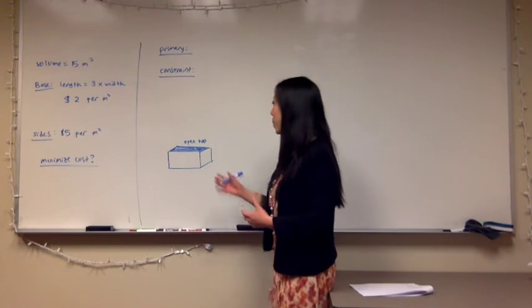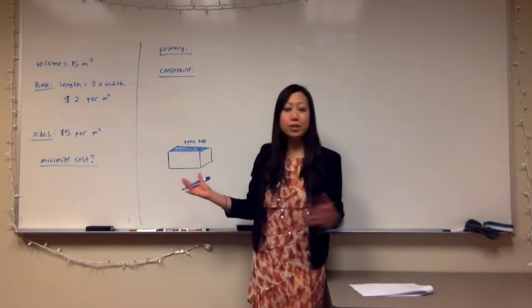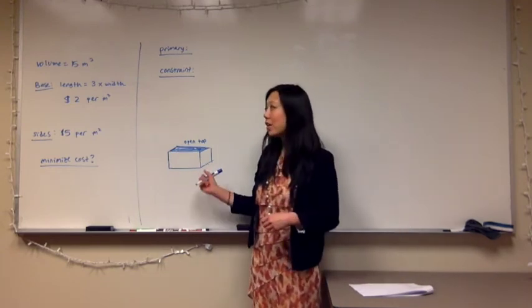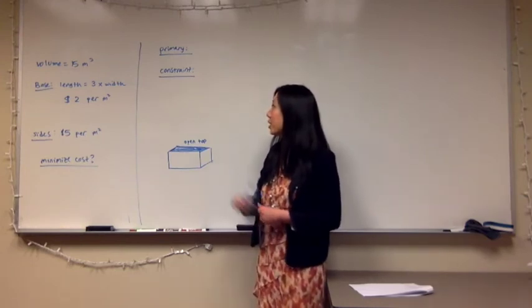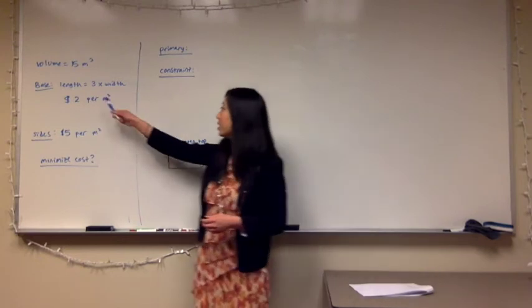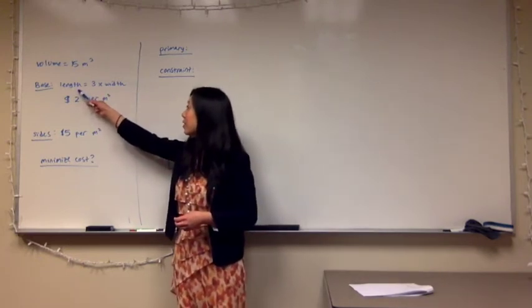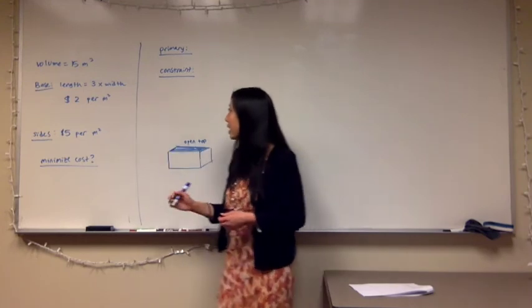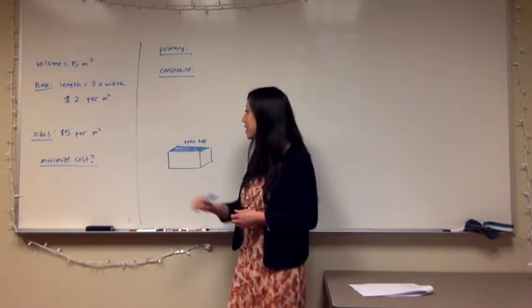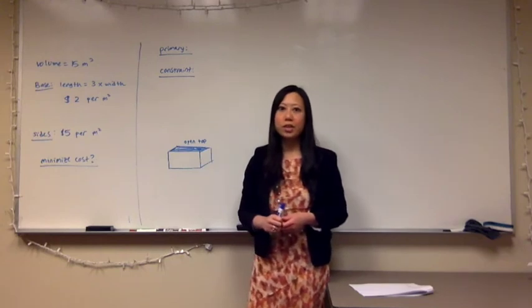So I have a box with an open top, right? So there's no cover on the box. And then we have a volume of 15 meters cubed. We have the base, and the length of the base is 3 times the width. We have $2 per meter squared as the cost of the base. And then the sides are $5 per meter squared.